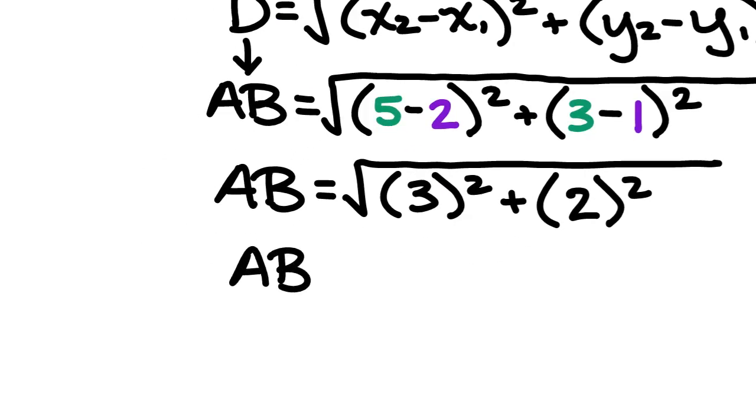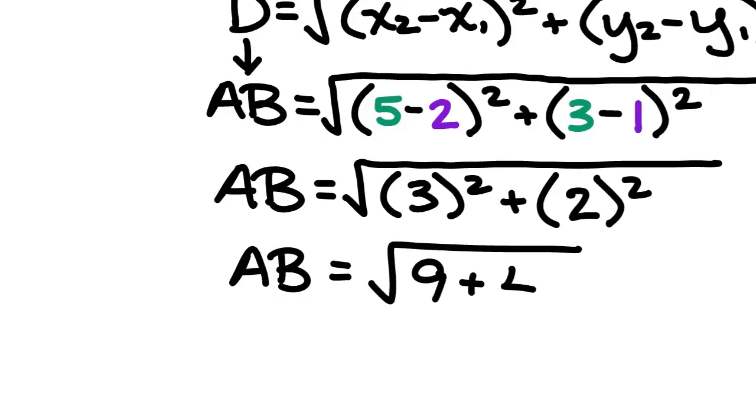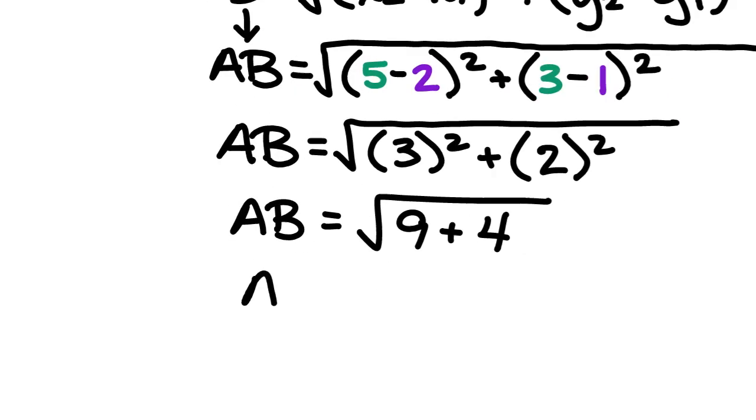What is 3 squared? 9. 2 squared, 4. So I have 9 plus 4 underneath my radical. What is 9 plus 4? 13. So I have the square root of 13.